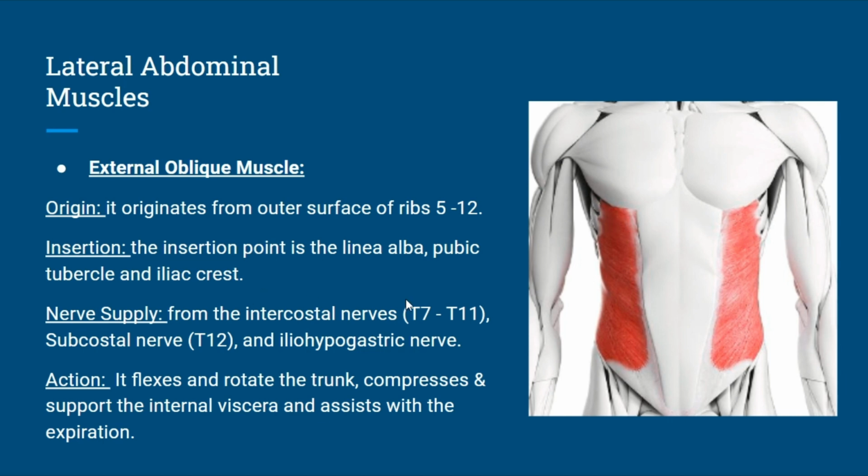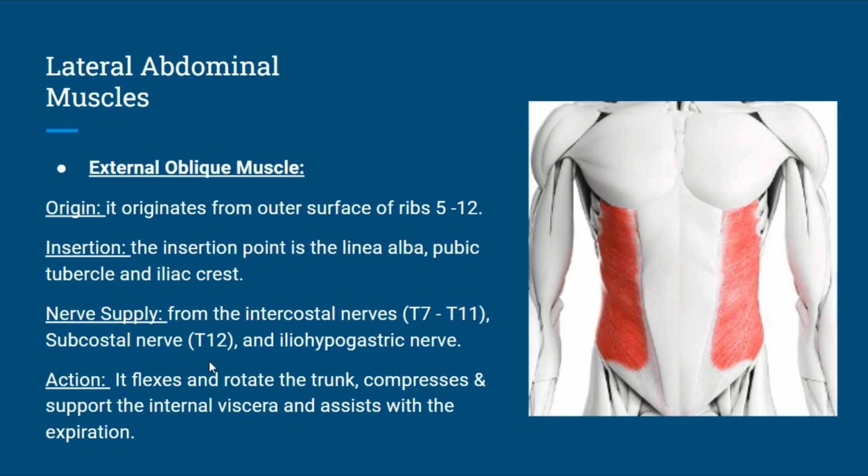The insertion point is the linea alba. If you remind yourself, the linea alba is the tendon right here in the midline. So it is the insertion point of the external oblique muscles, and also the pubic tubercle and the iliac crest. The part of it that is not inserting here is inserting over here in the pubic tubercle and the iliac crest on either side.